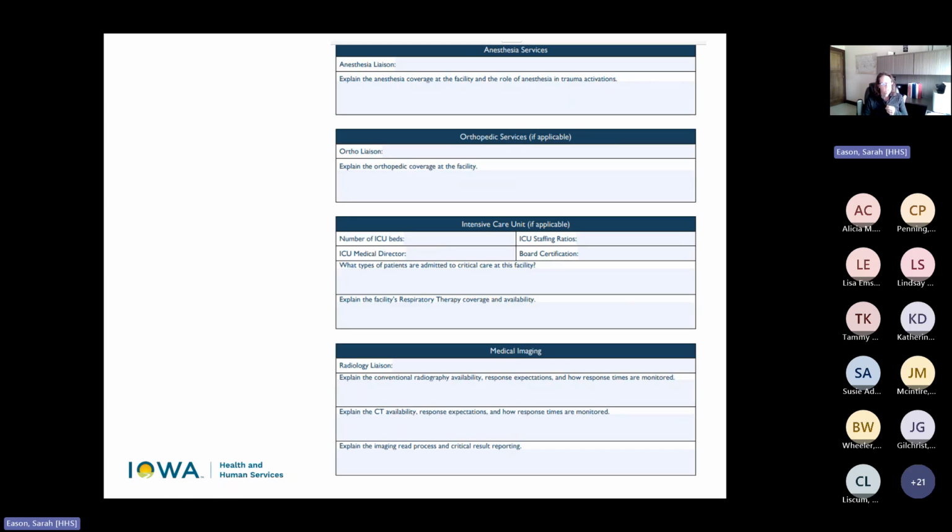The next page here, this is the picture of the level 4 SACA. So this is, again, pretty self-explanatory. If you do not have these services, write NA. You do not have to have ortho. You do not have to have an ICU. You do not have to have continuous anesthesia response as a level 4 facility.